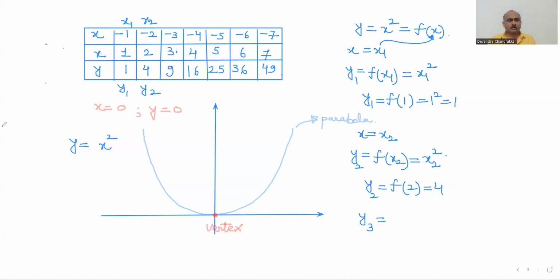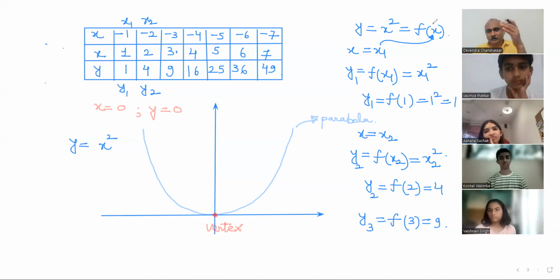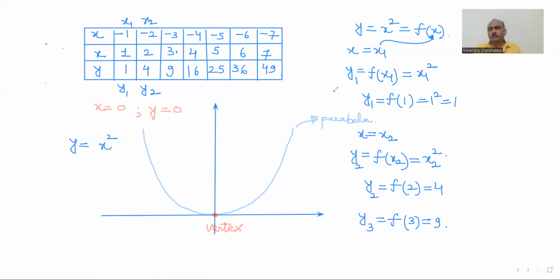ठीक है? When x is 3, so f of 3, this is 9. So now you know how to write y1, y2, y3 for a given value of x, how to write the corresponding value of y. Whatever input you give, whatever value of x you write, y will become the square of that value according to this function, right?